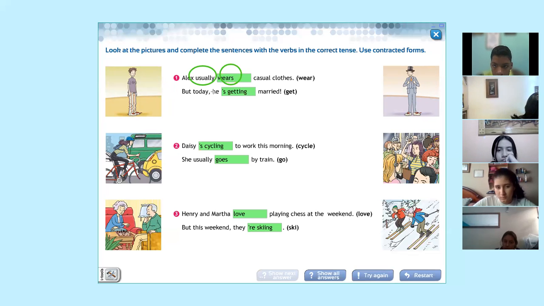But today he's getting married. Okay, getting married. Logically, getting married is only a temporary situation. It's not a permanent action, because you don't marry every day. That's the reason the present progressive form is used in this case. Is getting, because we are referring to he. Thank you. Number 2, continue, please.